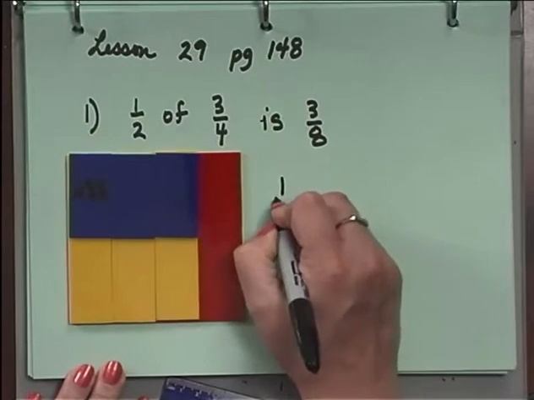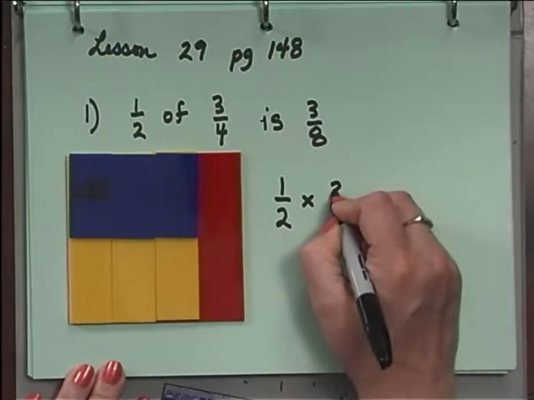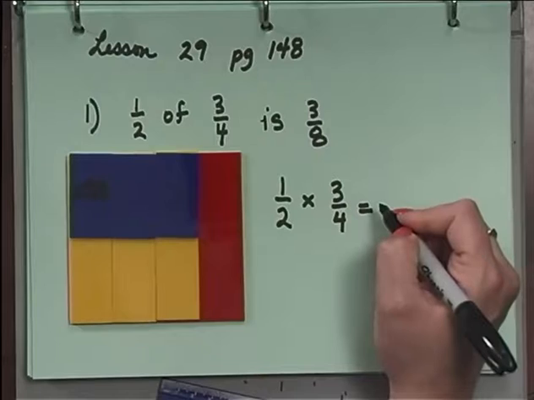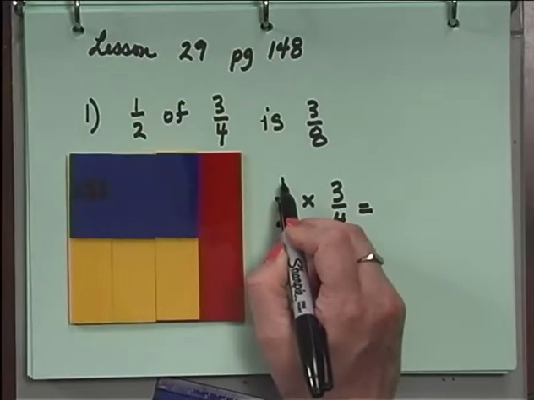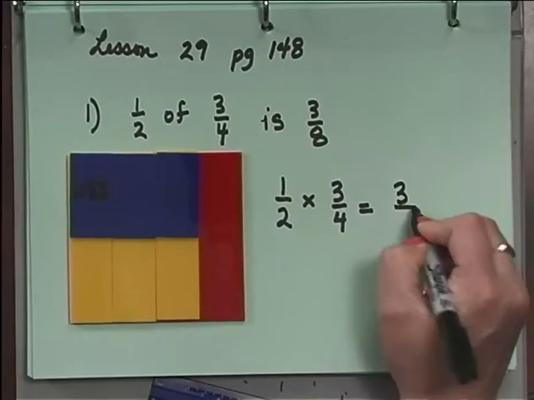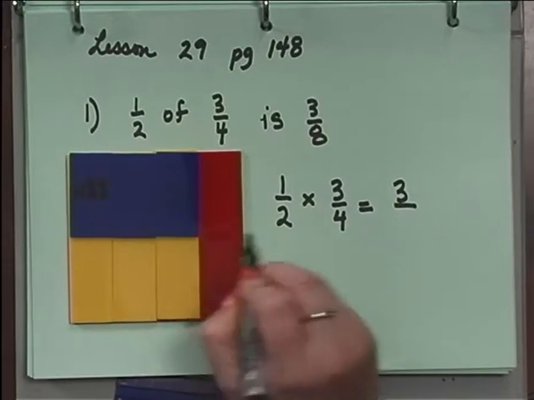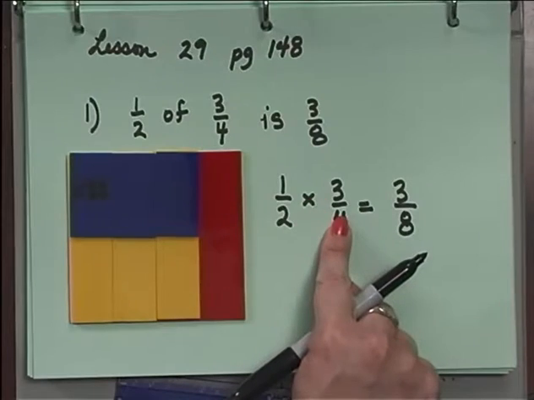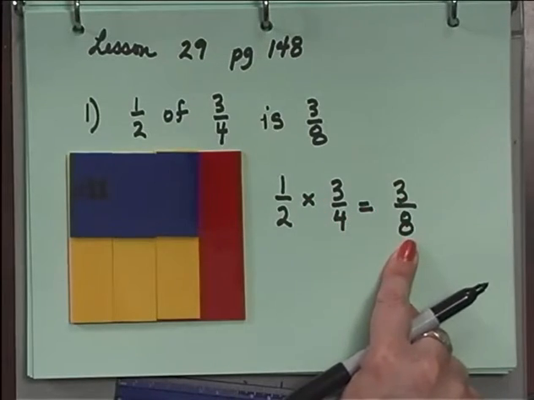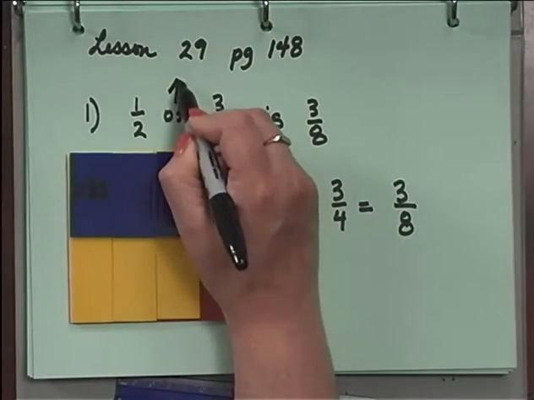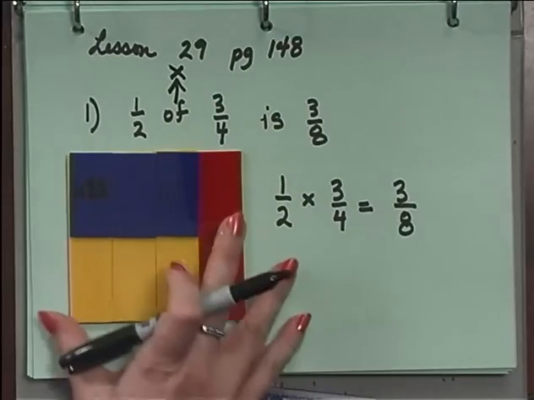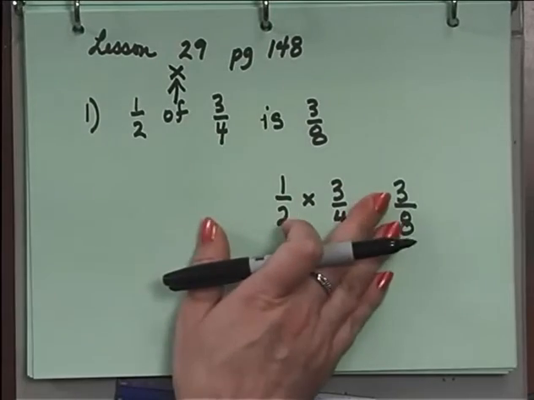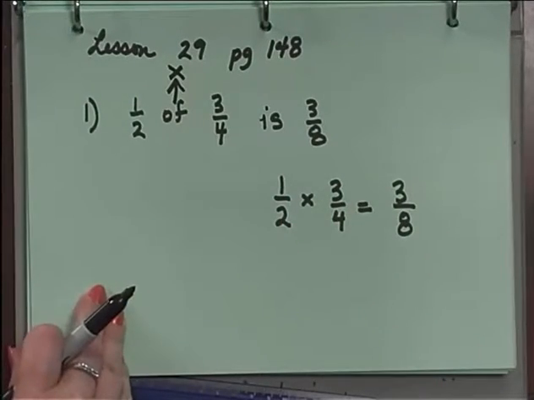Well, notice that if I take 1/2 and multiply it to 3/4, when I'm multiplying fractions, I multiply the numerators together. 1 times 3 is 3, and I multiply my denominators together. 2 times 4 is 8. So 1/2 times 3/4 is equal to 3/8. Well, see, the word of in math implies multiplication. So when you see 1/2 of 3/4, that means to multiply, and that's how you can find your solution.